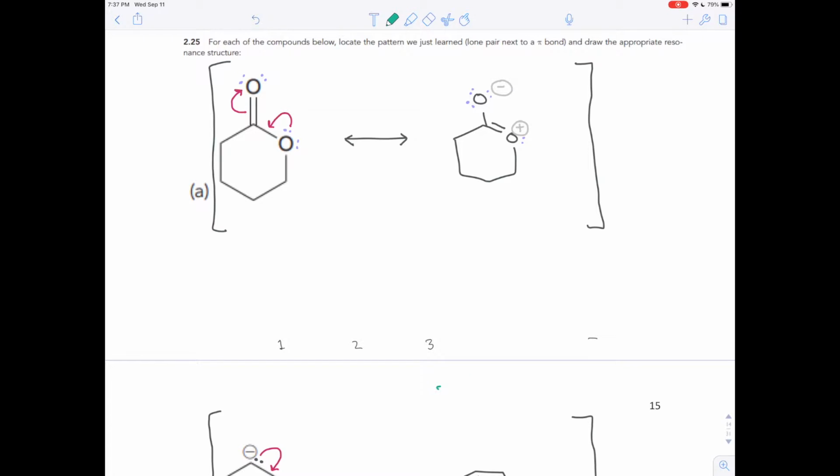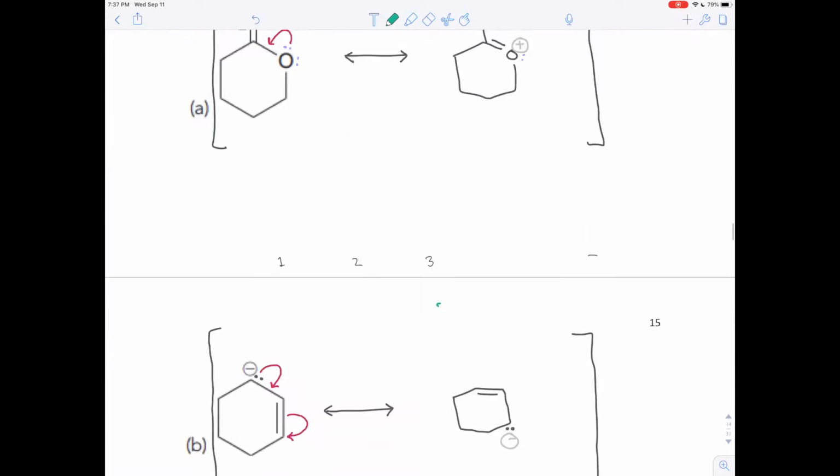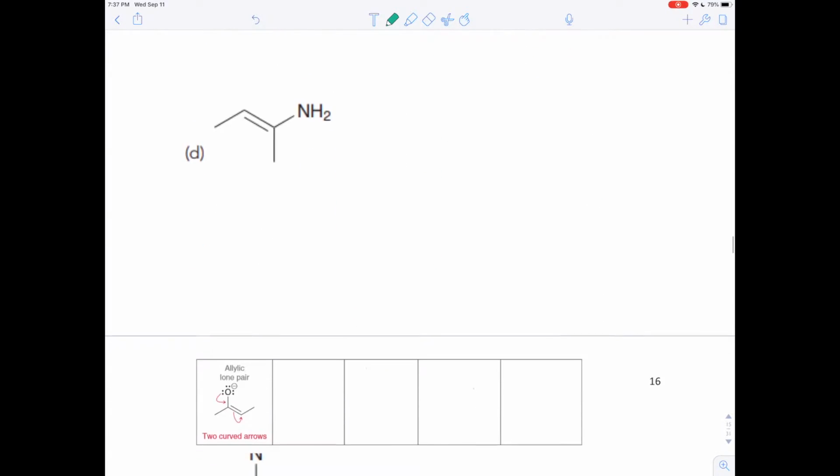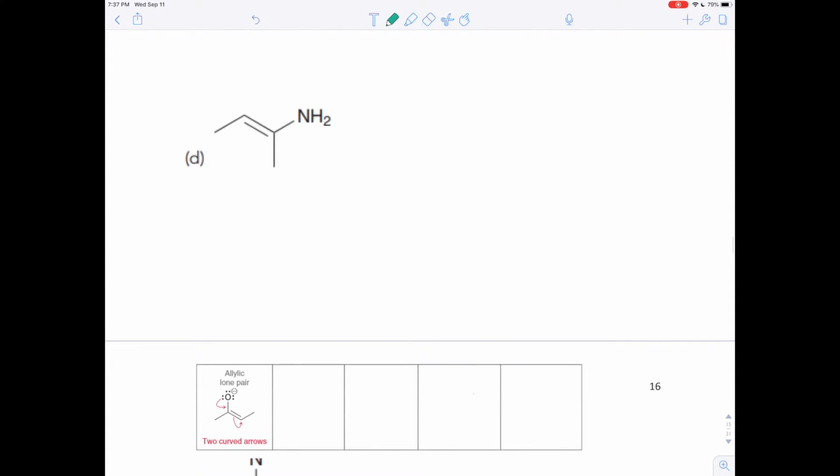Exercise 225 says, for each of the compounds below, locate the pattern, lone pair next to a pi bond, and draw the appropriate resonance structure. And so we worked through A through C in a previous video, so now let's go on and do some of the others. So first D.